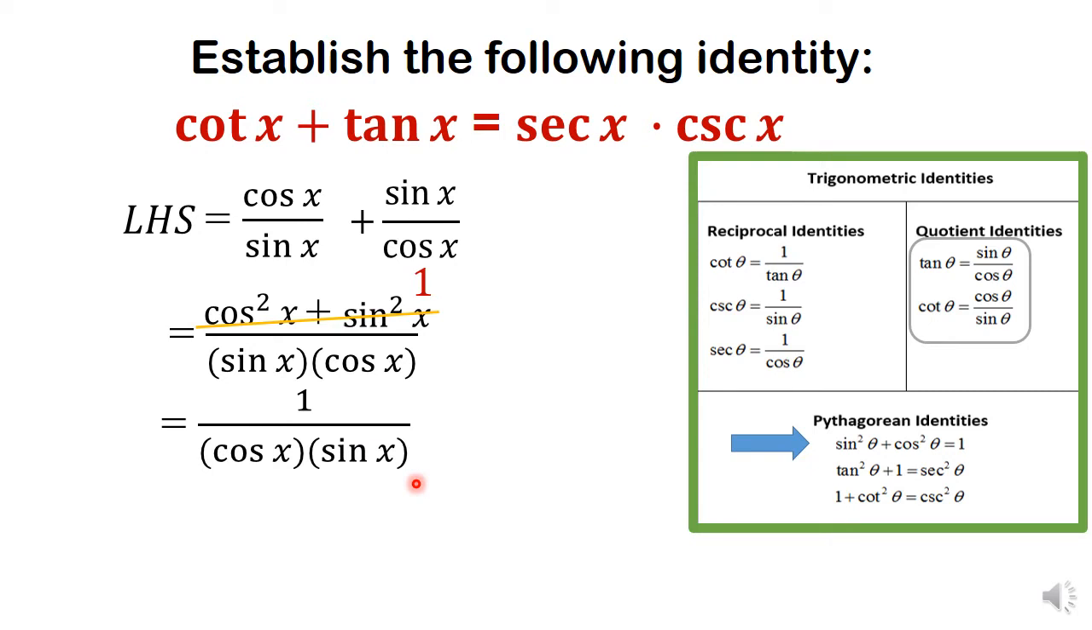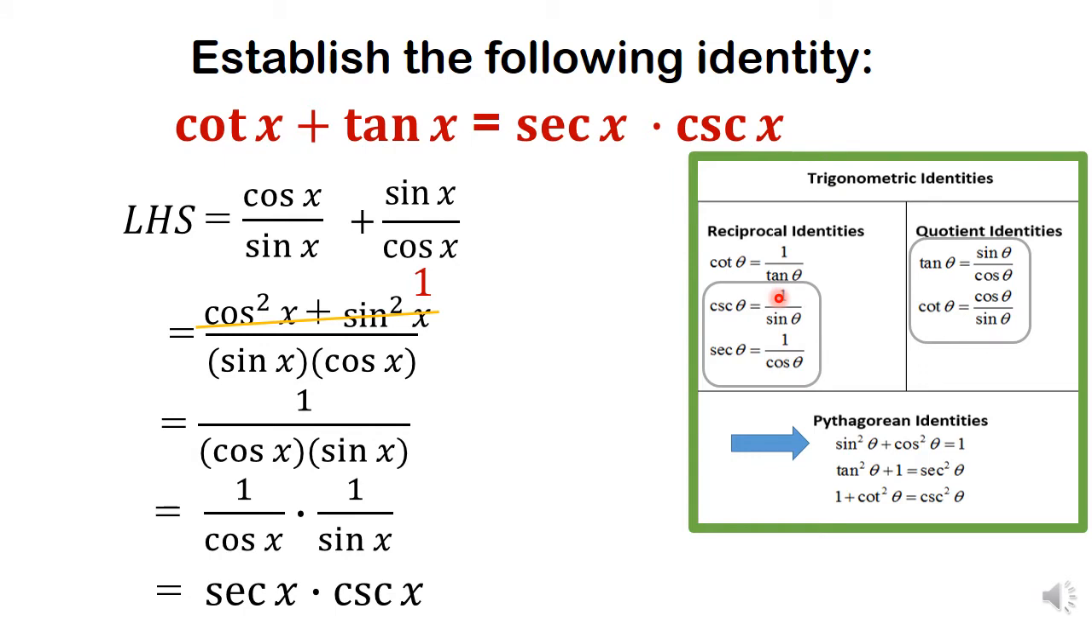So what we now have is 1 over cosine x times sine x, which we can actually split into these two fractions, 1 over cosine x times 1 over sine x, which makes us recall these two reciprocal identities. Okay, so what is 1 over cosine x and what is 1 over sine x? They are secant x and cosecant x respectively. So, ayun, kamukha na siya ng right-hand side natin. So, that is equal to the right-hand side and we're done.